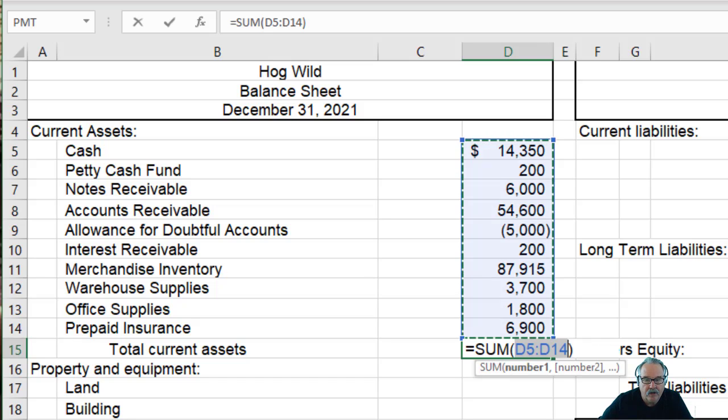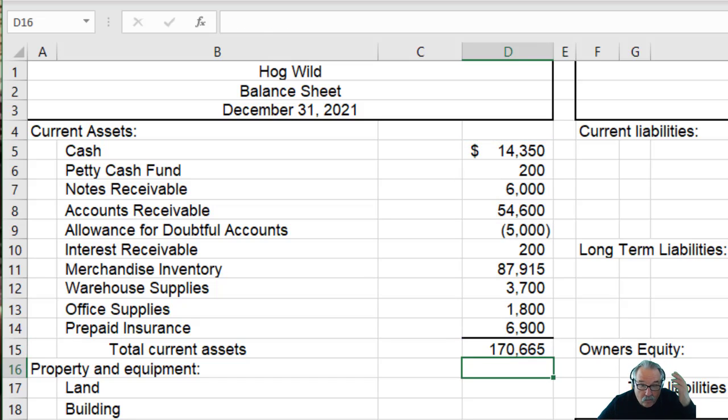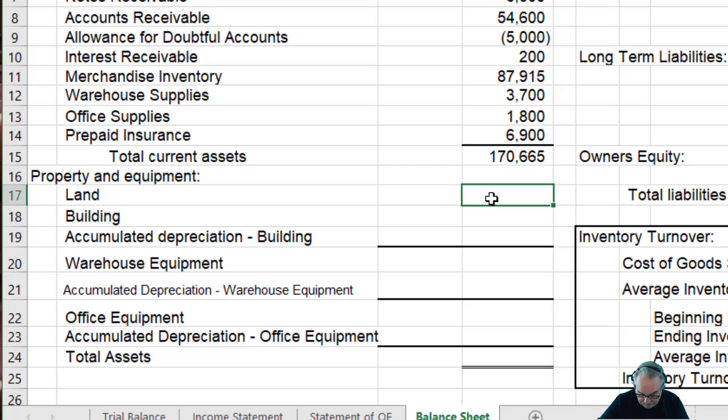Current assets are things that are going to be used up within 1 year. $170,665. Then we have our long-term assets. We've got some land, which is $20,400. We have a building. The building is $53,100, but we have some accumulated depreciation of $8,400.